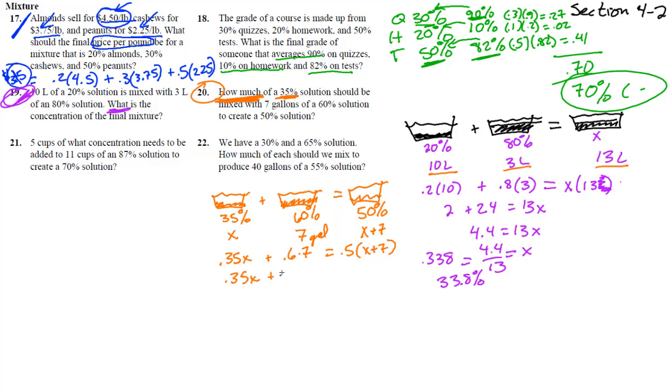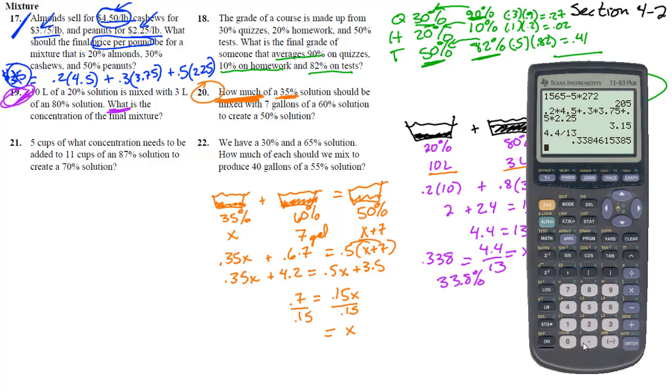0.35x plus 4.2 equals, distribute that, you get 0.5x plus 3.5. All right. So let's subtract, get the x's together, subtract 0.35x over here, and we get 0.15x. Subtract 3.5 over there, and we get 0.7. Divide by 0.15, divide by 0.15, and we get x equals, I have no idea. Let's pull the calculator out. 0.7 divided by 0.15, and we should get something like 4.666, 4.67.